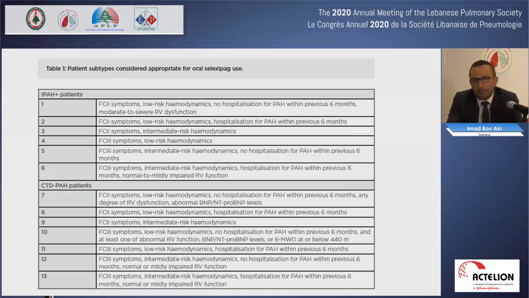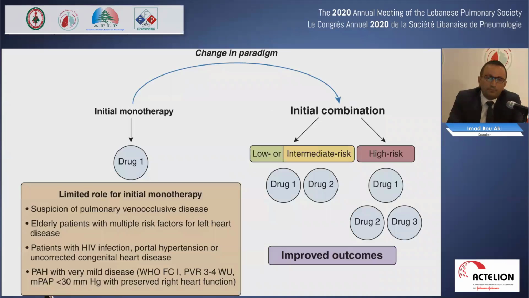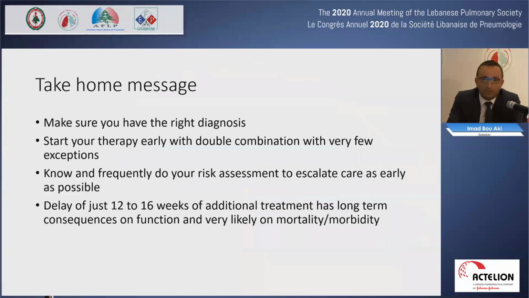This is kind of like a table. You can take a look at it later, but it is within the same realm as the general assessment that I talked about at the beginning. So, change in paradigm: initial combination, move up rapidly, or initial monotherapy in rare cases, those rare cases that you discover maybe by chance early on.